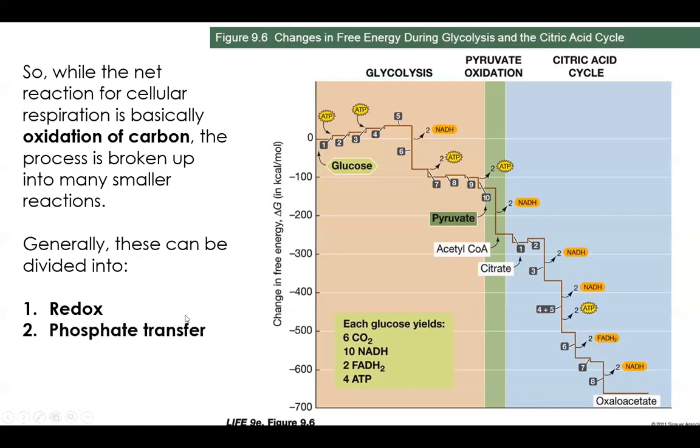Transfers of phosphates. Those will be particularly important when you see ATP enter and leave these scenarios. And just general rearrangements trying to get from point A to point B. So these aren't necessarily all technical terms for these reactions, but the main purpose of what they're going to be doing. So let's spend a little time talking about these redox reactions in the context of cellular respiration.